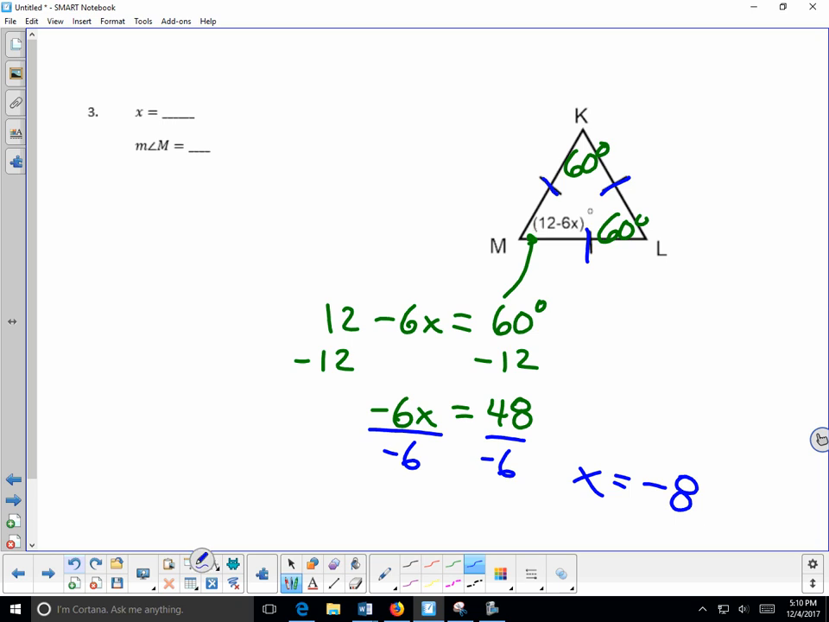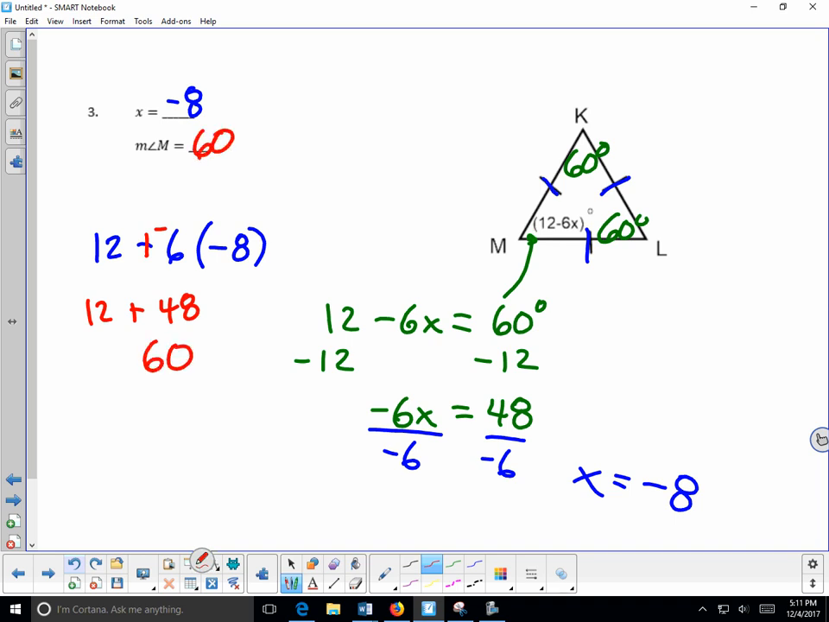All right, and if I'm going really fast on this video, feel free to stop, pause, rewind. All right, so x is equal to negative 8, and then the measure of angle M, hopefully it's going to be 60, but let's check to make sure we did it correctly. It's going to be 12 minus 6 times a negative 8. That changes that minus to plus a negative, so it's 12 plus negative 6 times negative 8, which is a positive 48. So we do get 60 for the measure of angle M.